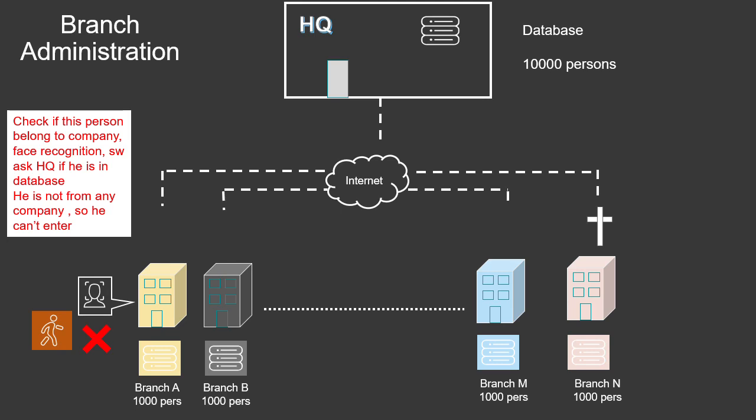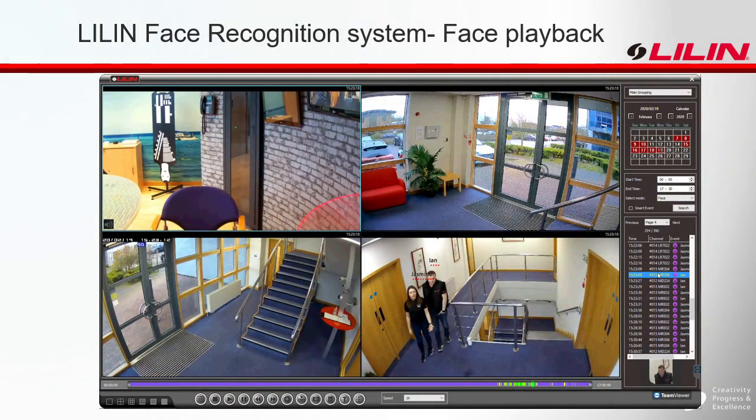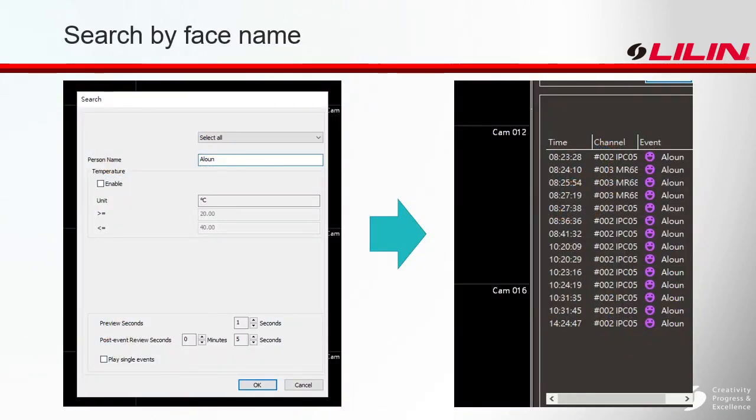So we are not only doing live recognition by using the CyberLink engine, but we can also do face playback capabilities, because it's very important. If you are able to search, you need to be able to search in different kinds of ways. So the first way is to use name search. So by using our VMS software, you are able to search a specific name on a specific channel and a specific time.